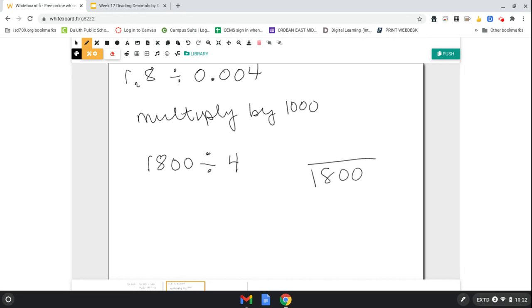1,800 divided by 4. 4 goes into 18 4 times, which is 16. You get 2 left over, bring down your 0. 4 goes in there 5 times, which is 20. We get 0, but we still have another 0 to bring down, so we have to fill up this space here with another 0. So 1,800 divided by 4 is 450.